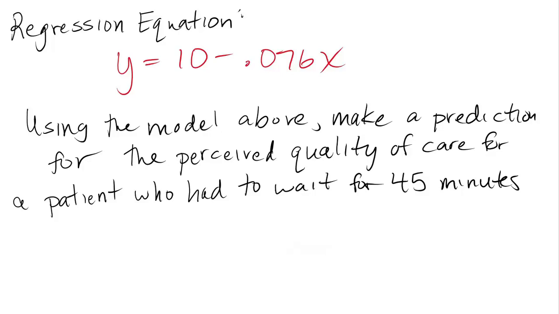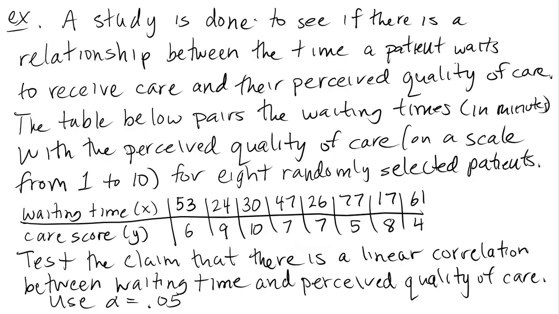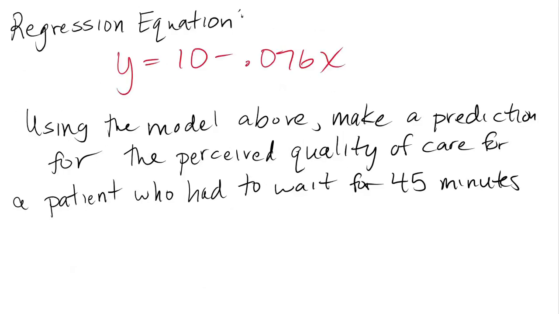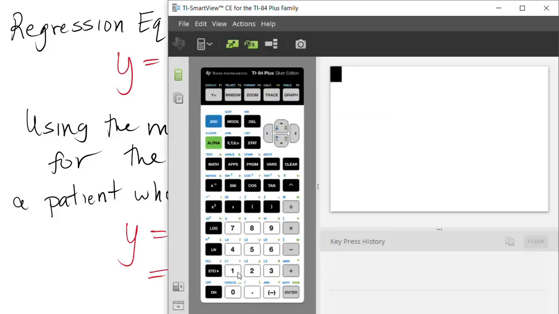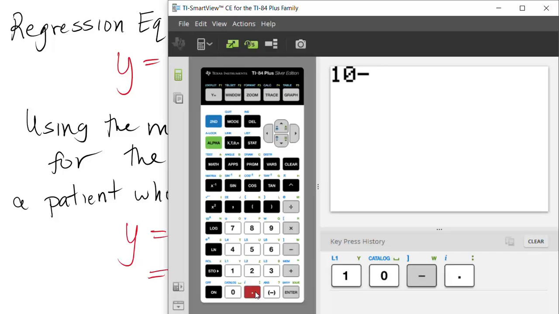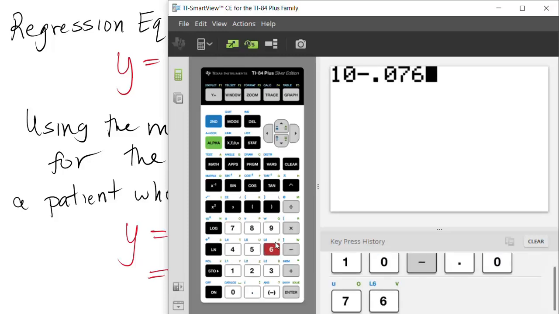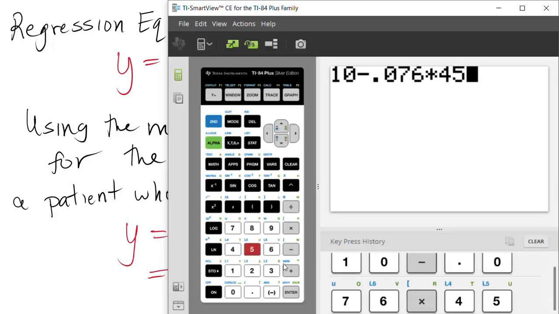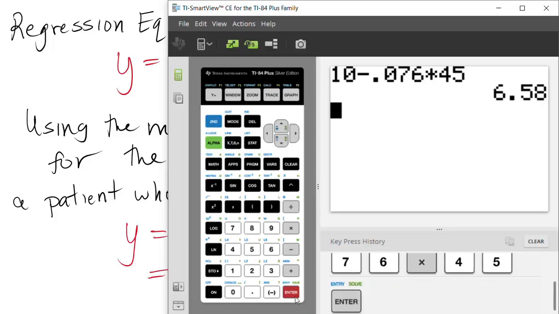In this example, we're going to make a prediction for the perceived quality of care for a patient who had to wait for 45 minutes. Remember that the waiting time was the X variable and the care score was the Y variable. So we're going to plug 45 in for X. And again, play it safe. I'm going to put that into the calculator. 10 minus 0.076 times 45. So we get a predicted score of around 6.58.